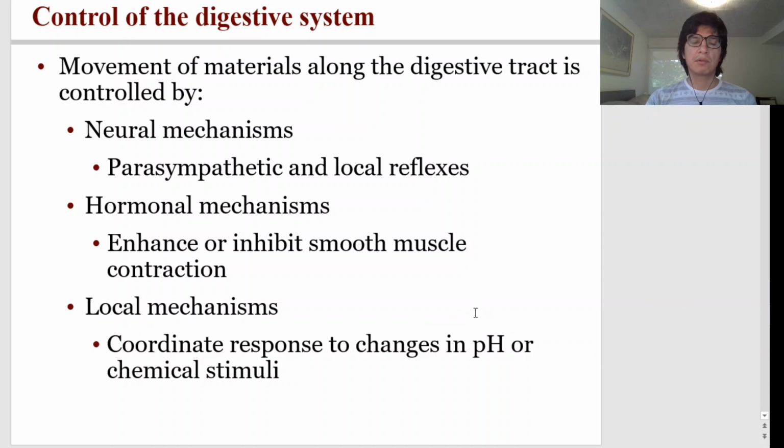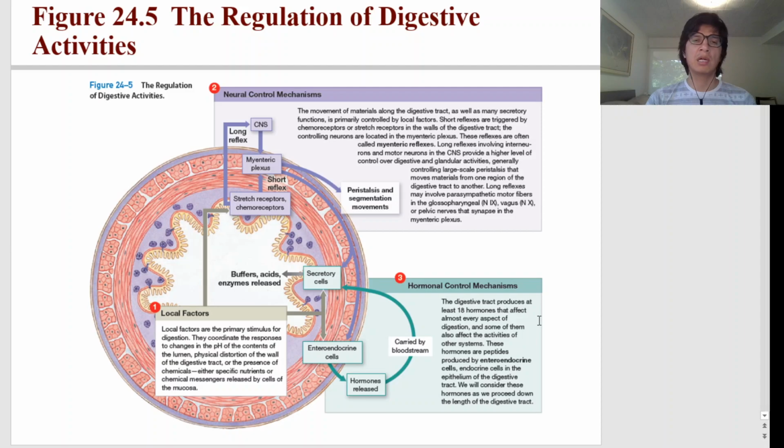We also have local mechanisms that, for example, distension of the stomach or changes in pH. They can serve as a chemical stimuli in order for a response to occur. In this case, some of the response would be secretory cells releasing buffers, acids, enzymes, and so forth. This is a view of all of these mechanisms. We mentioned neuronal control. Stretch receptors can, through the myenteric plexus, affect the central nervous system. And from there on, you can have this output, peristaltic, and so forth.